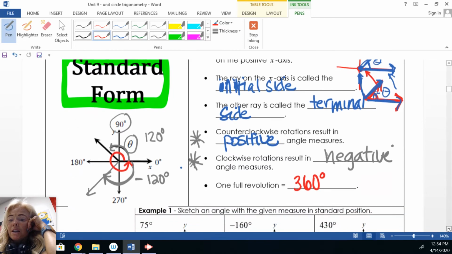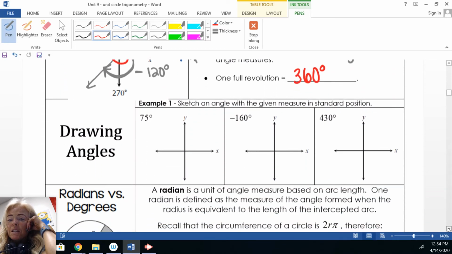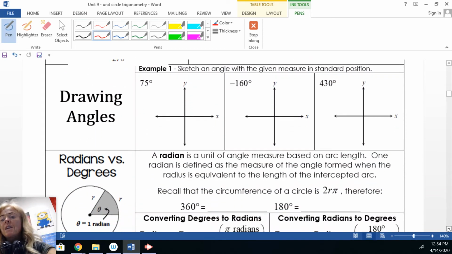We're going to try now to sketch them with certain angles, so we're going to draw them. If I have an angle with a given measure in standard position, then 75 degrees, what we're going to start with is the vertex and the initial side right there. And then we're going to move up 75 degrees.